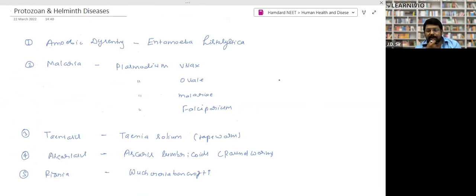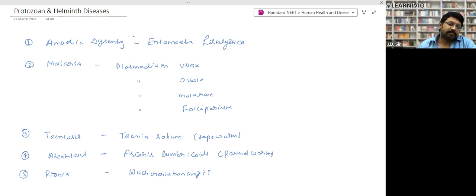Protozoa, you know, are single-celled eukaryotic organisms, right? And helminth means the organism which belongs to the phylum Platyhelminthes. So, amoeba: there is Entamoeba histolytica, amoebic dysentery. Normal dysentery is known as amoebic dysentery. It is spread by Entamoeba histolytica, an amoeba which is found in dirty or contaminated water, right?